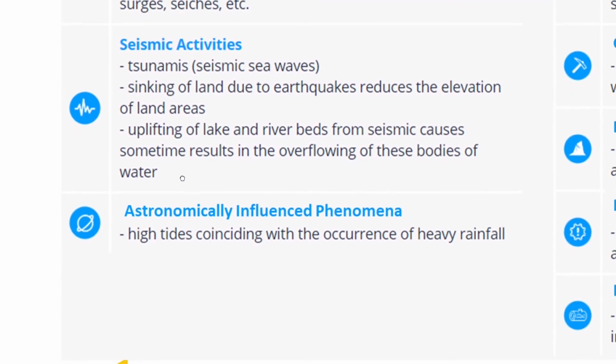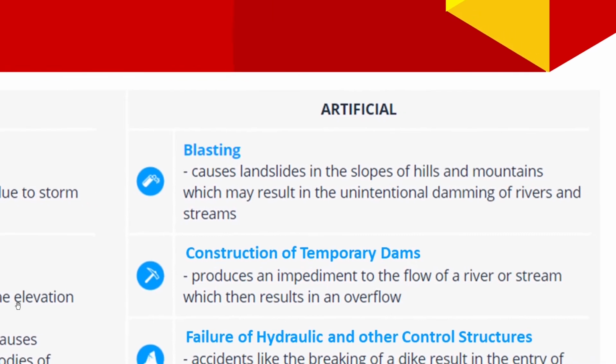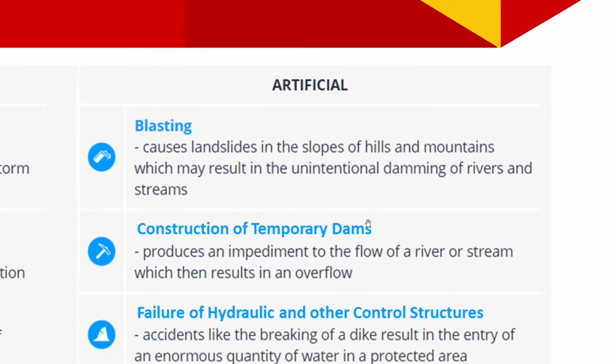The sinking of land due to earthquakes, and the uplifting of lakes and riverbeds from seismic causes. Also, astronomically influenced phenomena. High tides coinciding with the occurrence of heavy rainfall. If there's a high tide, there's a higher chance that a flood may happen in communities. Now, there are also artificial causes of flooding. For example, the first artificial cause of flooding is blasting. Blasting is a process where people use dynamite and explosive material to clear out areas.